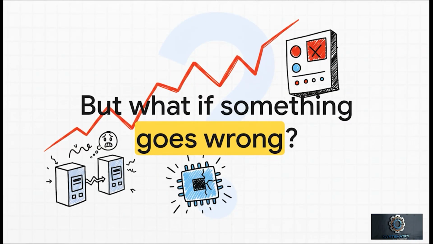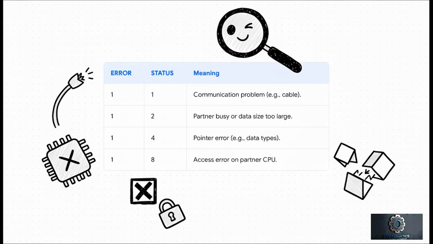But what happens when that error bit lights up? What do you do when things don't go according to plan? This is where that status word becomes invaluable. It's your decoder ring for diagnostics. For example, if you see a status of 1, it's probably a physical connection issue. Check the cable. If you see a 4, maybe your data types don't match up. And if you see a status of 8, well, there's a very, very good chance you forgot to check that permit put/get access box we talked about. This little code will save you hours of guesswork.